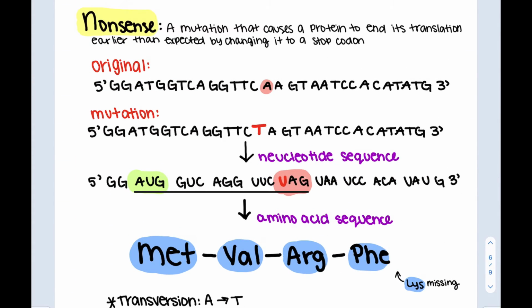Now we're looking at an example of a nonsense mutation. This is a mutation that causes a protein to end its translation earlier than expected by changing it to a stop codon. Here an A is changed to a T, resulting in the new amino acid chain being shorter than the original one since the stop codon has been moved back and lysine has been deleted altogether. This is an example of transversion because, again, an A is changed to a T.